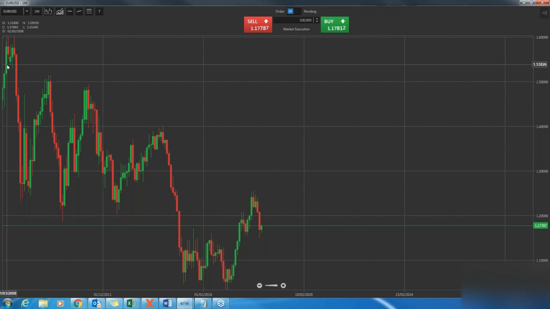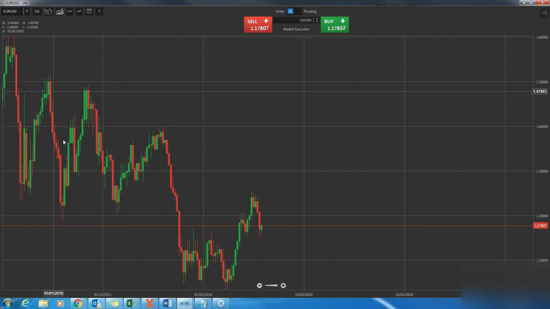So if I'm standing with my cursor around the left corner, you will see at the bottom that the year is 2008. So what you're seeing in front of you right now is 10 years of a very specific and single trend. Obviously a downwards trend between the euro and the US dollar.